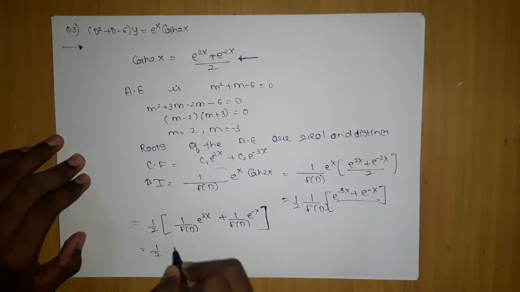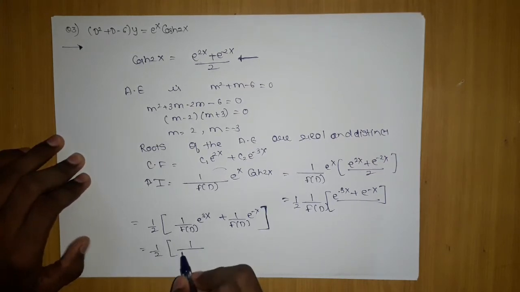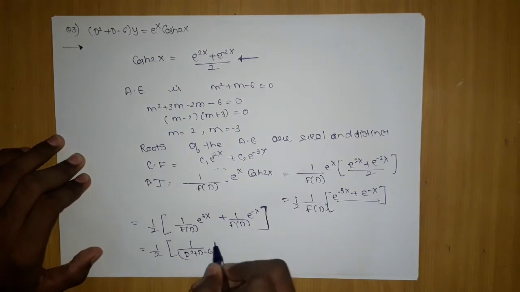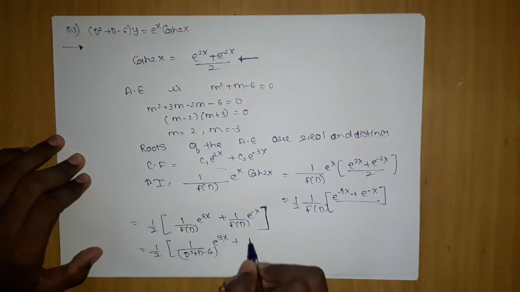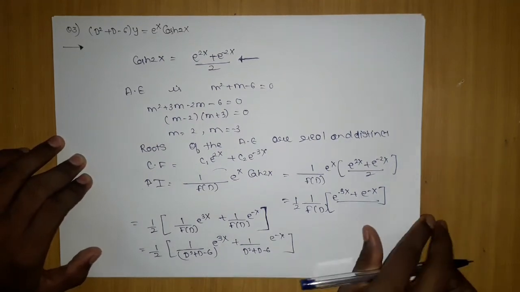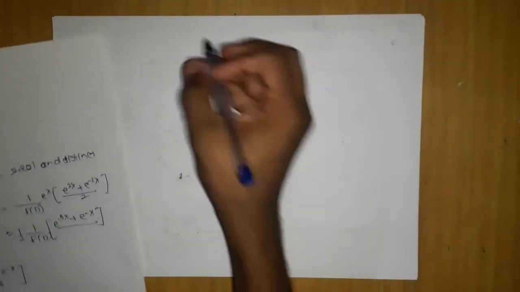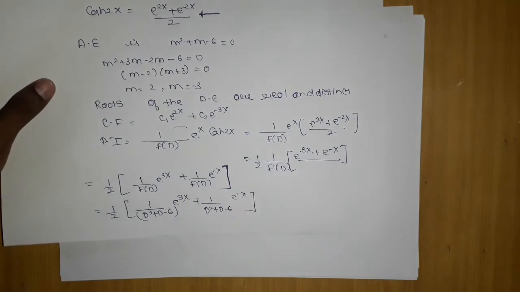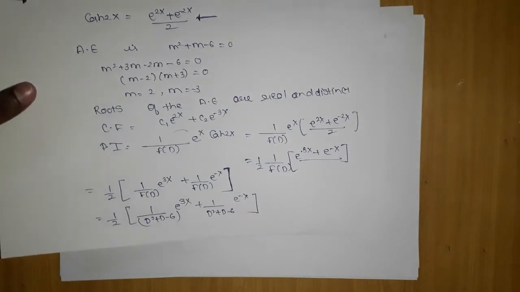which is 1/2 into [1 upon (D² + D − 6) into e^3x + 1 upon (D² + D − 6) into e^−x]. Now what you have to do, you have to replace D by 3 and here D by −1, and check whether they are coming equal to 0 or not. If they are coming equal to 0, then you have to differentiate and multiply in the top by x.